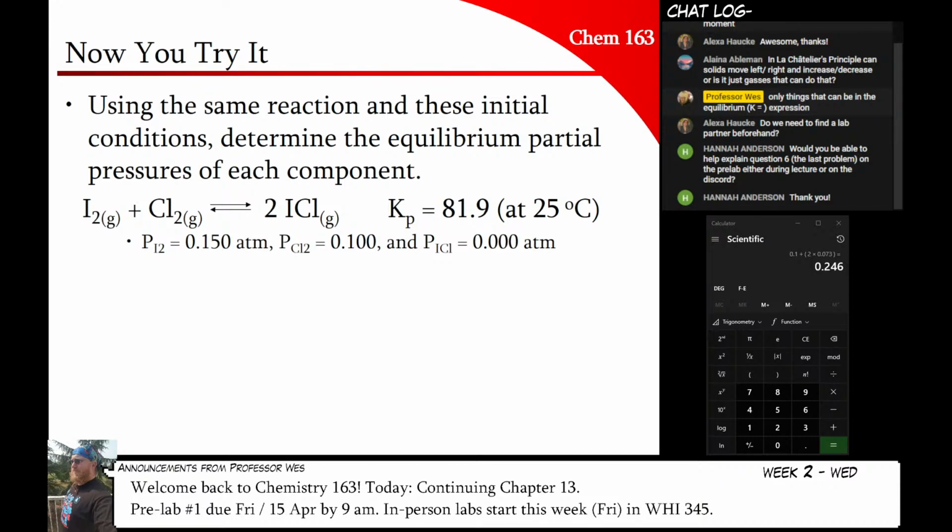Okay, so again, same problem, different numbers. So go ahead and give it a try. I'll give you 5 minutes. Type any answers you get in the chat so I know that you got them.